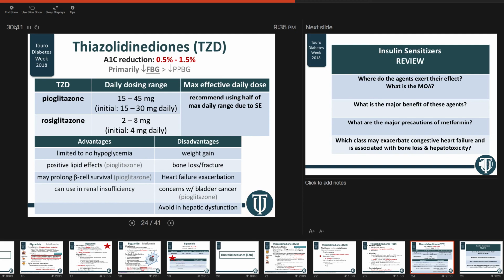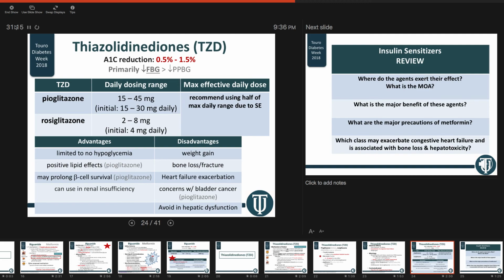And what are some advantages? Same as metformin, there's limited to no hypoglycemia. Specifically for pioglitazone, it helps to reduce triglycerides and also increase HDL, and pioglitazone can also prolong beta cell survival. We don't need to do any renal adjustment for these.